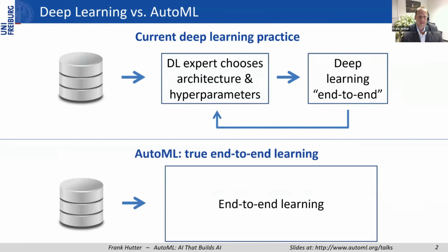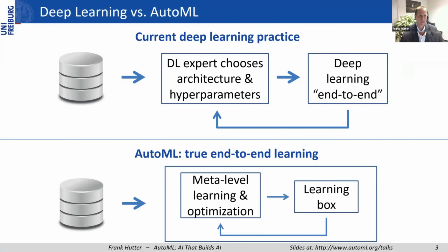And in contrast, AutoML really aims at true end-to-end learning. In goes the data, and then you start learning without the need for a domain expert or a human deep learning expert in the loop. Now, one way to achieve this is, of course, to mimic what the deep learning expert does and have a meta-level learning and optimization process that learns about the performance of this learning box here with different input architectures, with different input hyperparameters, learns across data sets for which data set, which type of architecture and hyperparameter setting performs well. You could even learn better optimizers for deep learning, etc. All of that is part of AutoML.